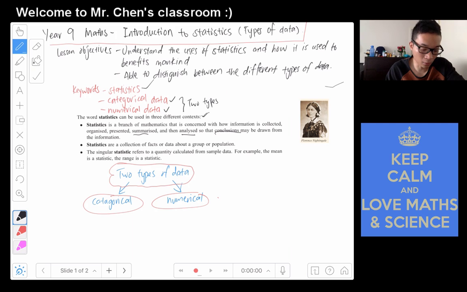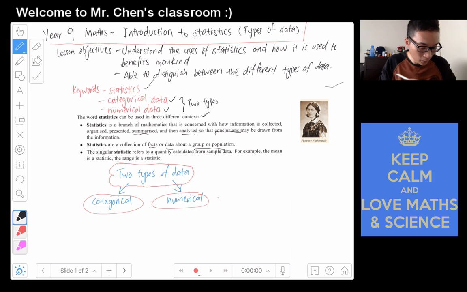Statistics are a collection of facts and data about a group or a population. So you can pick, okay, who uses mobile phones more often between young people and older people. So anyone below 30, and you can compare below 30 and above 30, etc. That's a form of statistics once you actually collect the results.